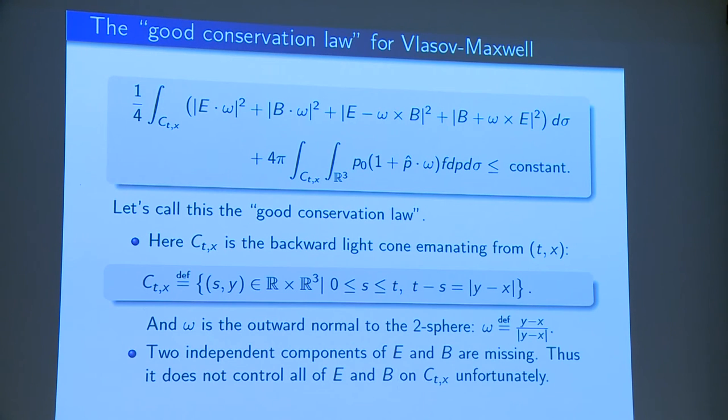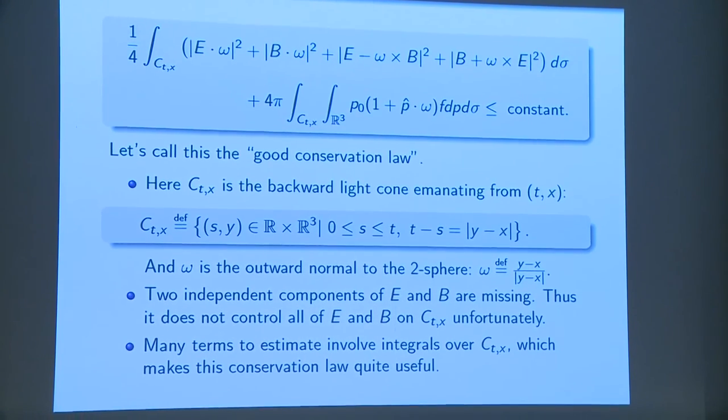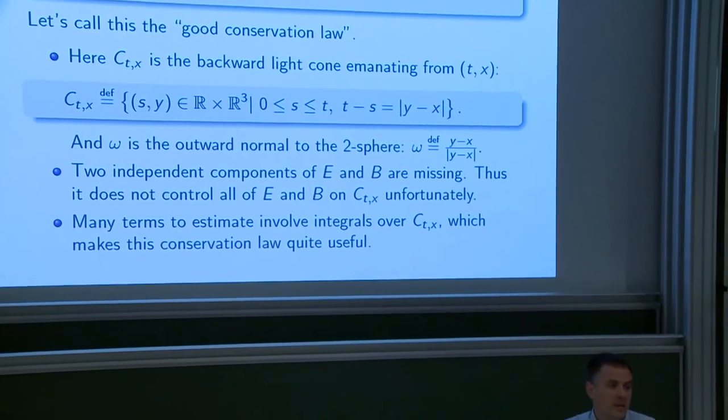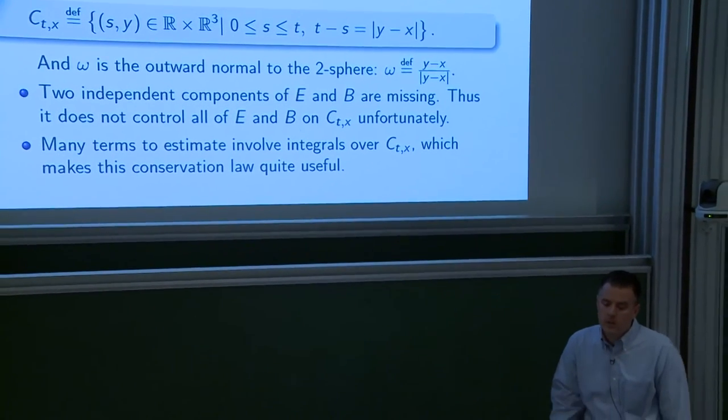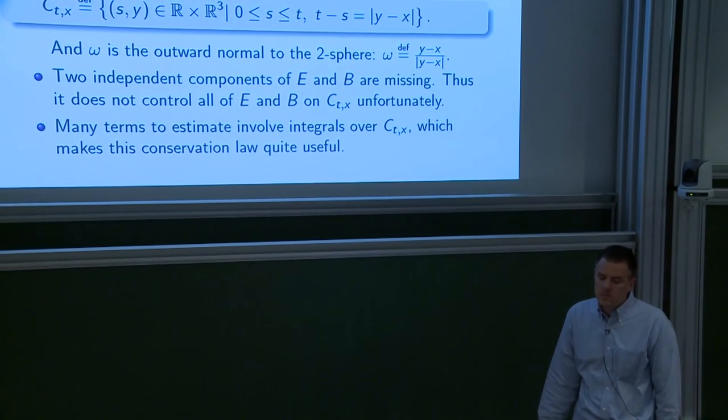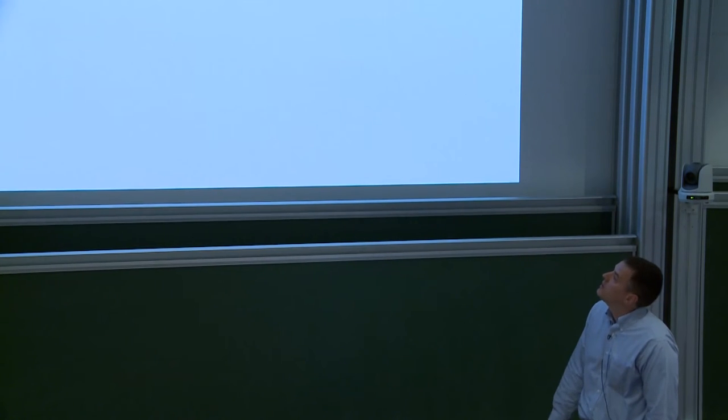And this is a beautiful conservation law that's very useful in several contexts. As far as I know, it's only been used in 4 papers in the field, maybe 5 if you count 2 of them as 1, or 1 of them as 2, excuse me. But it's not perfect because 2 independent components of E and B are missing. So it does not control all of E and B on the backward light cone. But on the other hand, many terms, as we'll see coming up, many terms to estimate involve integrals over the backward light cone, which will make this conservation law very useful. Okay, so I can't explain that yet, but you'll see eventually.